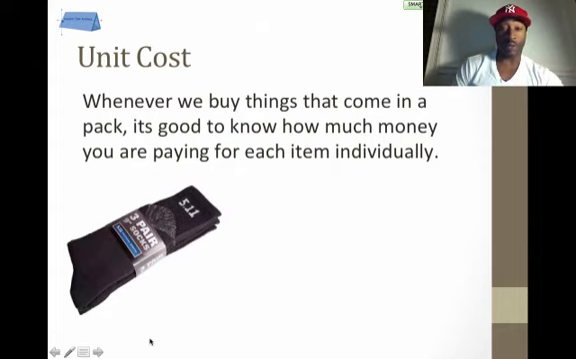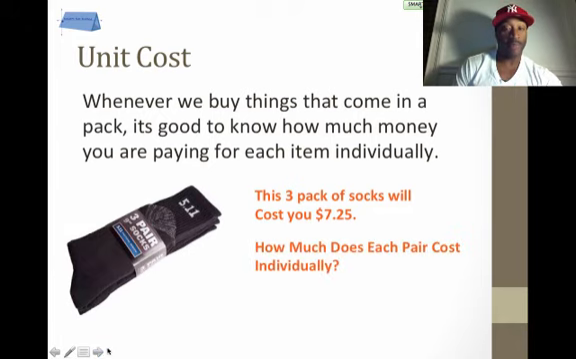But it's important to know that even though you're buying a 3 pair, you want to know how much each 1 pair costs individually. All right, so this 3 pack of socks is going to cost you, let's say, $7.25. All right, but how much does each pair cost individually? That's the unit cost. All right, and it's good to know unit cost because sometimes you get a better buy by buying the 3 pair together, or sometimes you'll get a better buy if they sell them individually, if they sell a single pair of socks by themselves. But you wouldn't know what's the better buy if you can't calculate the unit cost.